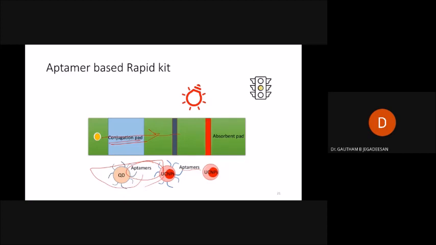And if you get only red indication in the control, it is negative. If you get red indication in the test line also, it means the patient is positive. The mechanism is simple here.